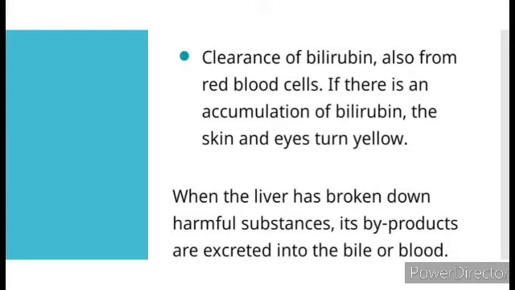So these are the major functions that you need to know about the liver. These are the important points about the liver.